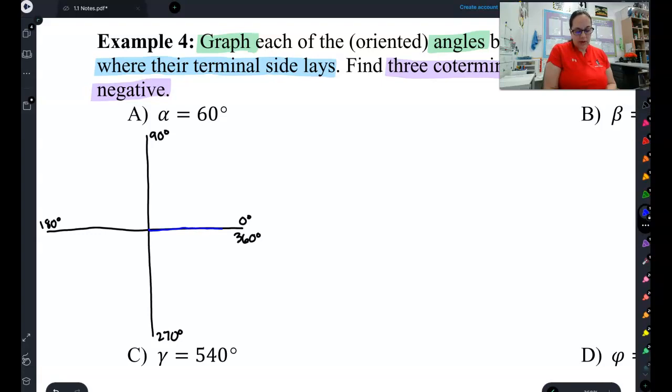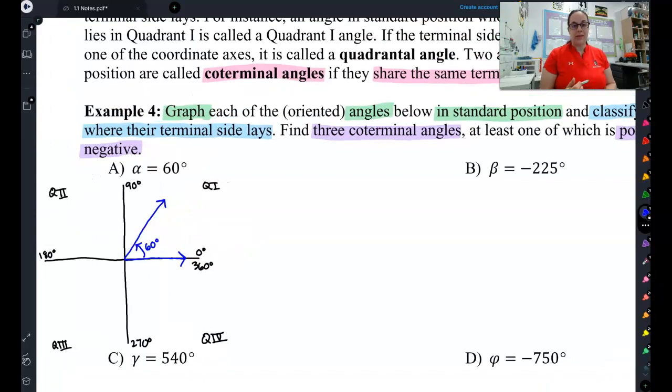I always put my initial side on the positive x-axis. That hasn't changed. Now I want to graph up to 60 degrees. So that's going to be in this first quadrant, and it's closer to 90 than it is to 0. So I'm going to say about there. That gives me 60 degrees. So the green step, step 1, I have graphed the angle in standard position.